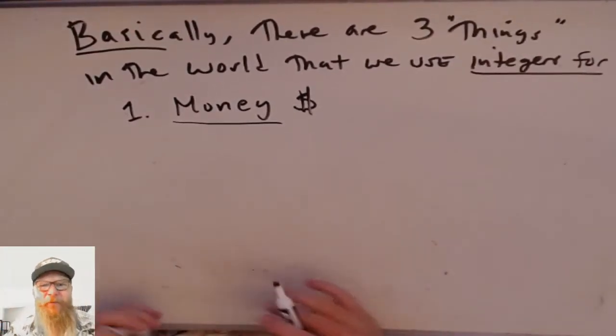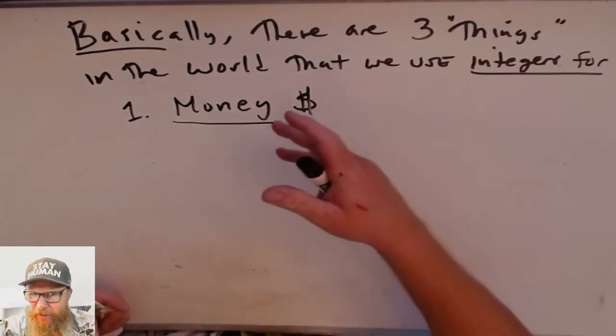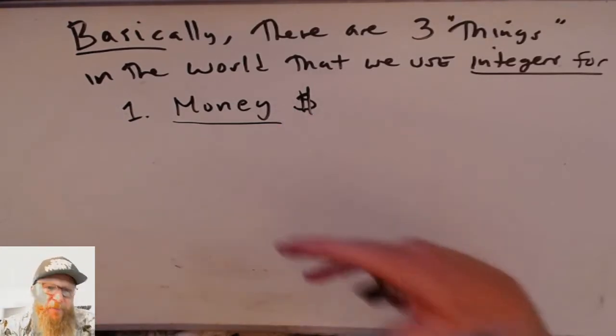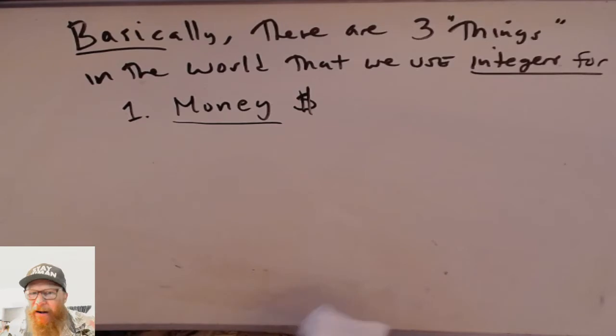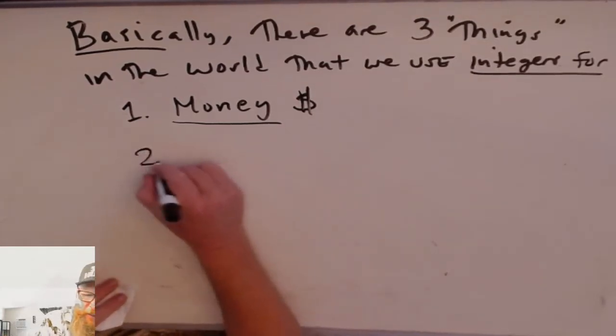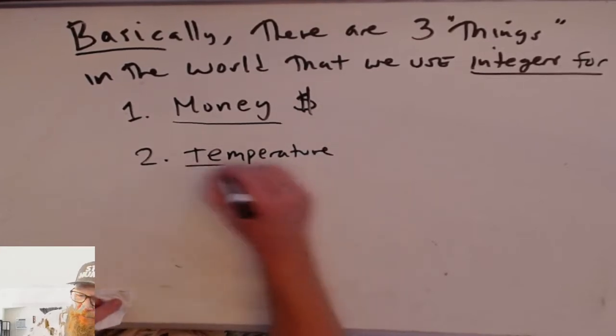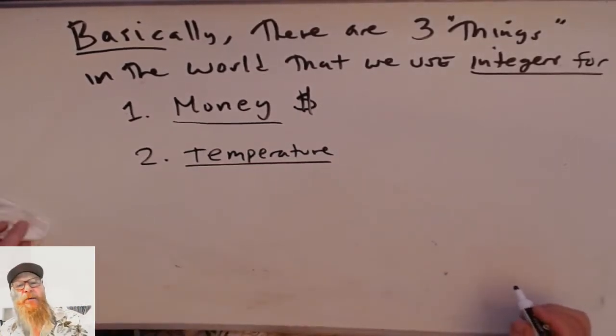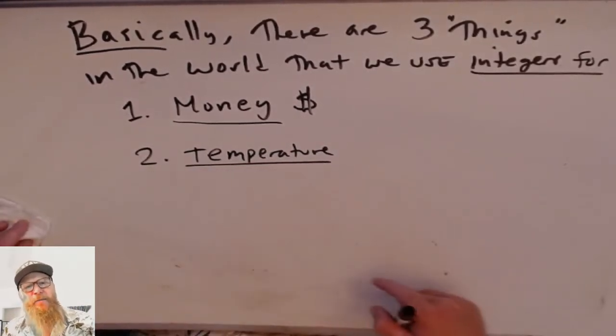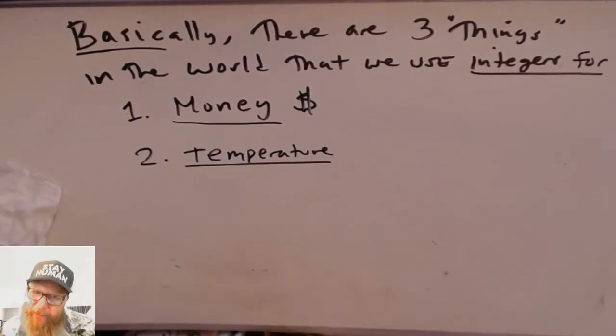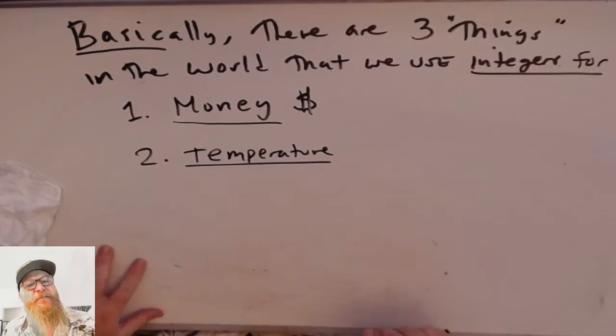I've told this story before, and then I had a student come up to me after class and say, I actually did buy a house with a big bag of money. But it's very, very rare to do that. The second thing is temperature. We'll talk about that in a minute. For example, it doesn't happen here in the desert, but the temperature could go below 0, and we could have negative temperatures.